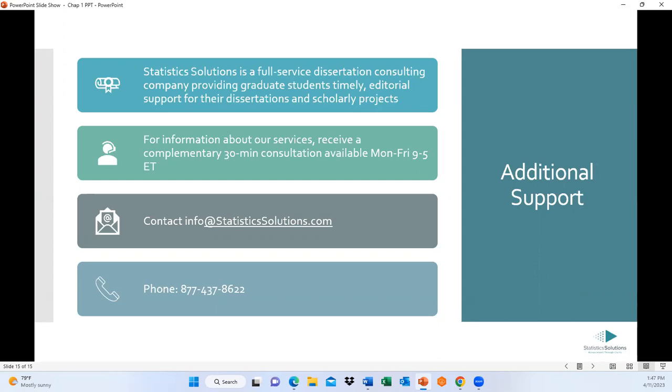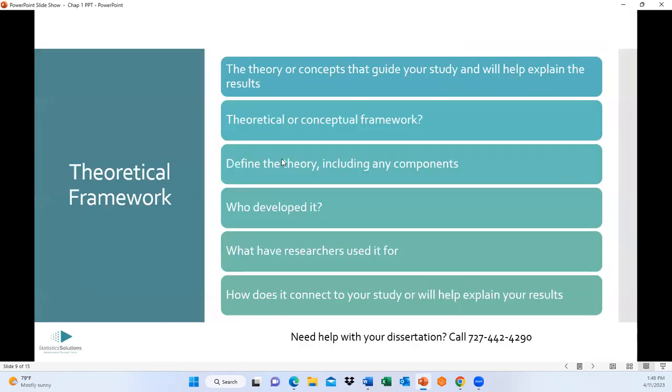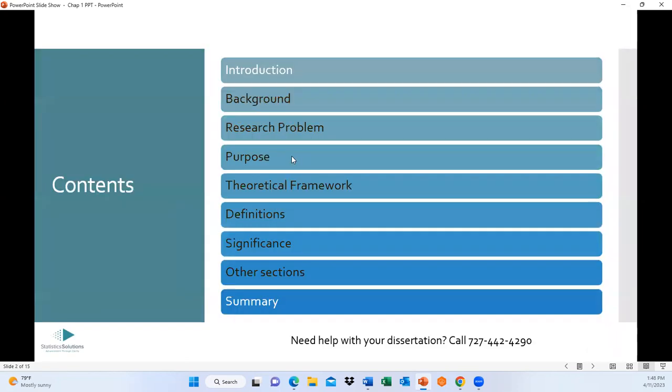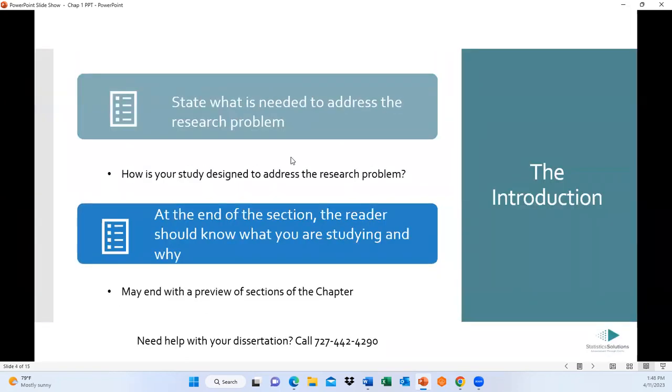At the end of the first section, the reader should have a good idea of what your topic is, why you're conducting your study, and how you're going to conduct it. At that point, those things aren't going to be worked out, but the reader should know that.